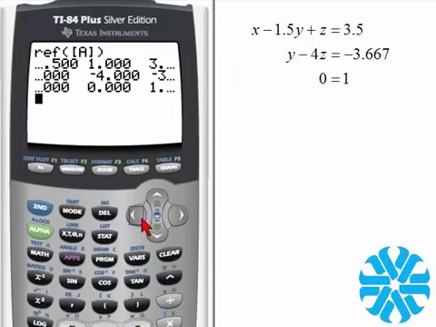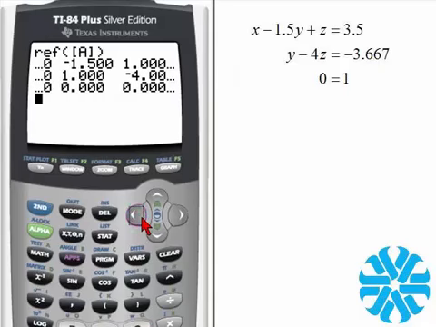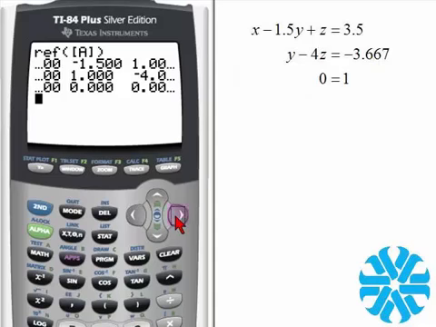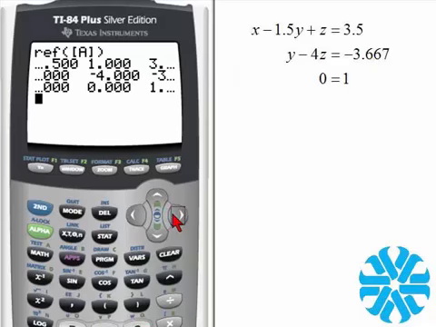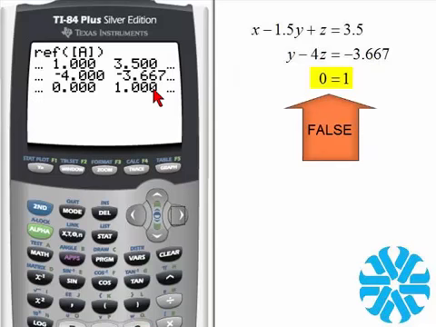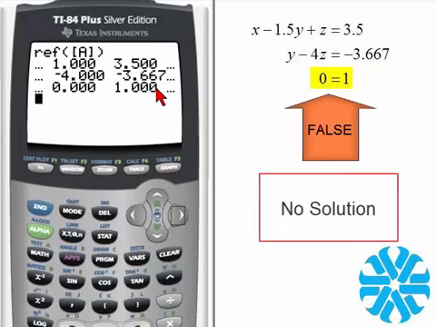Then the final row, which says 0 x's, 0 y's, 0 z's equals 1. So when we have 0 is equal to 1, that's inconsistent. It doesn't make sense. How could 0 equal 1? Well, it doesn't. So therefore, this tells you that there are no solutions for this particular system of equations. So you would just write down no solution.